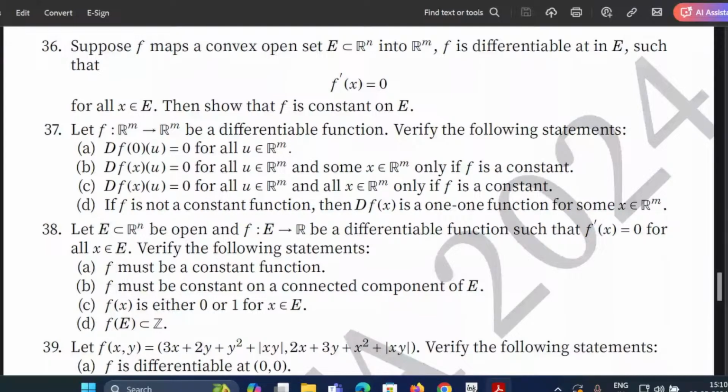When we write f dash x is 0, what does it mean? This operator acting on all the values of u will give you 0. So df x of u is 0, and if we know that f dash is 0, then it should be a constant function. Okay. So therefore option C is a correct statement. Okay. Clear?